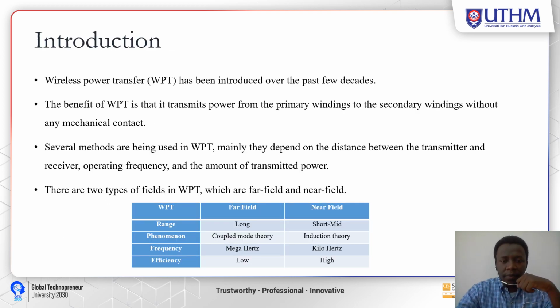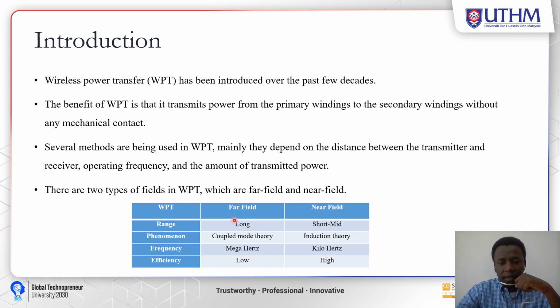Okay, so wireless power transfer has been introduced in the past few decades by the scientist Nikola Tesla. The benefit of wireless power transfer is basically to transmit power from the primary to the secondary, or from the source to the load, without any mechanical contact. Wireless power transfer has a variety of methods that have been invented, and the table here shows some of the methods that are being used.